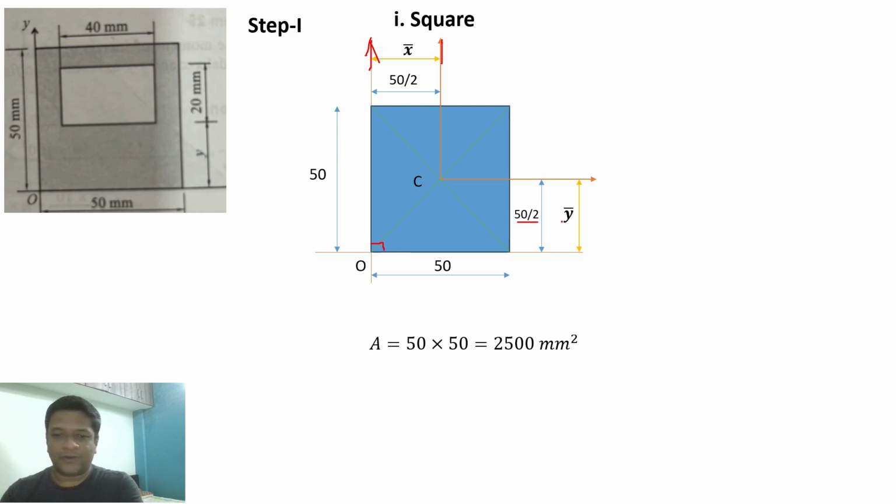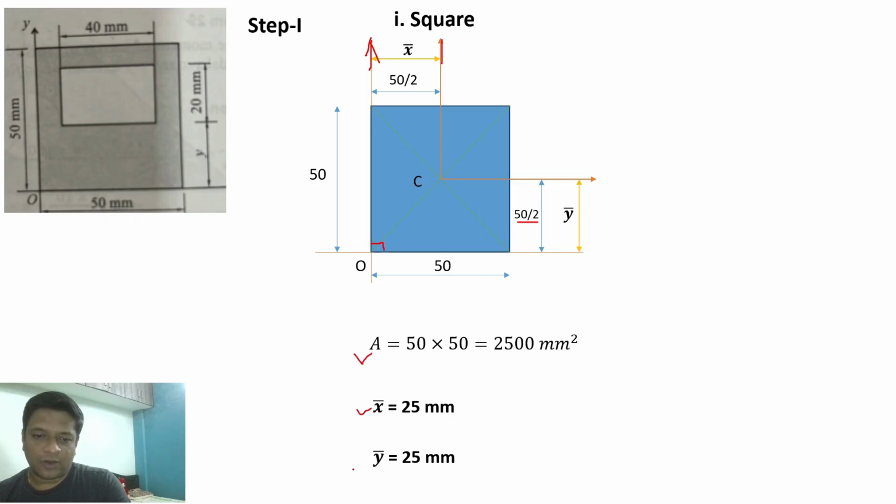So first we will find out the area. So area is nothing but base into height, which is nothing but 50 into 50 is equal to 2500 millimeters square. Then the x bar. So by observation it is clear that x bar is equal to 50 by 2, which is nothing but 25 mm. Y bar is equal to 50 by 2, which is nothing but 25 mm. This way we have calculated the area, x bar, y bar for the square.